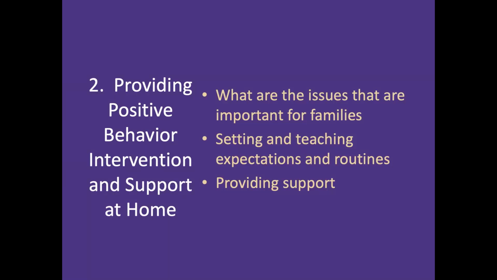So tier 2, assuming that we have that first tier shored up, is making sure that we help families think about positive behavior intervention and support at home. We have to think about the challenging behaviors that we were dealing with at school. Those may or may not be the same behaviors that are important at home. They may not be occurring at home, and they may be appropriate at home. We don't know. So we have to talk with families about what are the issues that are important for them.